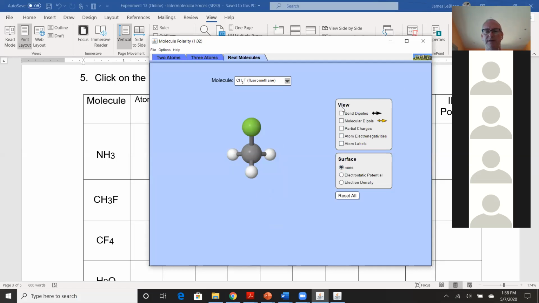So when I look at our bond dipoles, let's see if I move this around, it will help a little bit. We've got three basically pointing toward the carbon. Actually pointing toward the hydrogens.